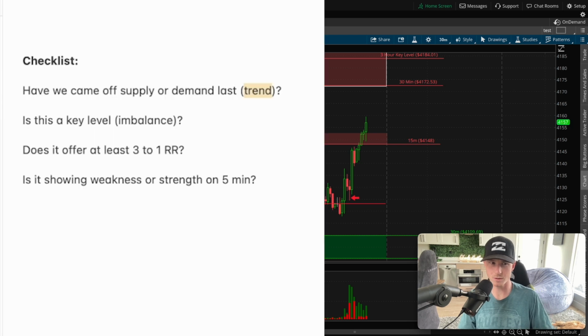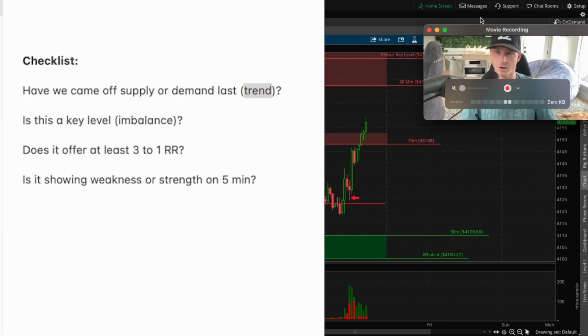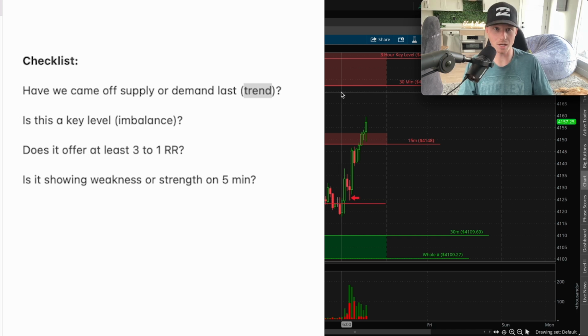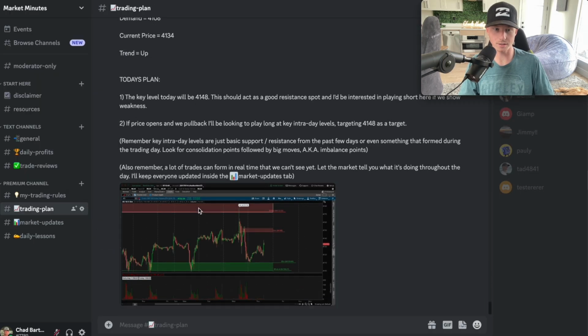So that was the first thing. Pretty easy to determine that, right? If you know how to draw supply and demand zones. And you could have seen this inside my trading plan, right? I marked the levels every single day that we came off this demand zone.